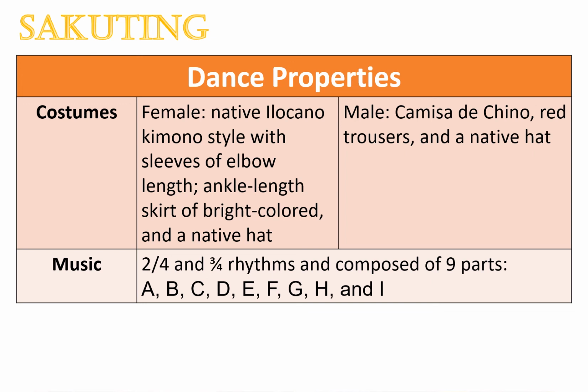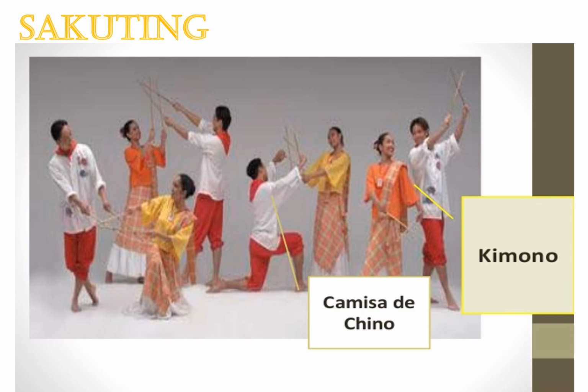For music, it's 2/4 and 3/4 rhythm and composed of 9 parts: A, B, C, D, E, F, G, H, and I. This is an example of their costume.